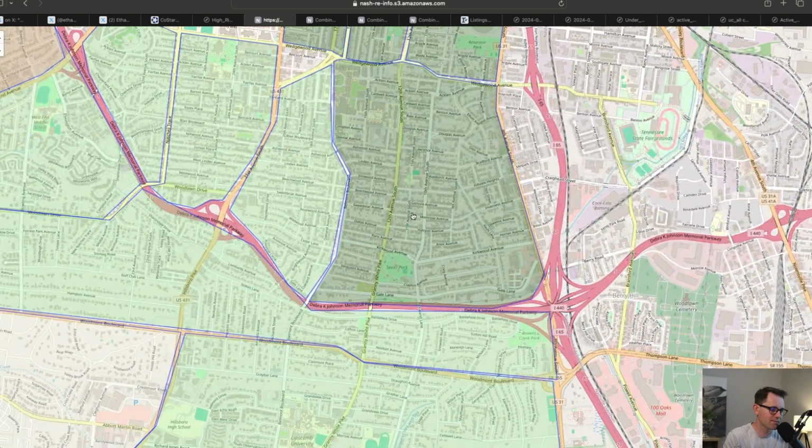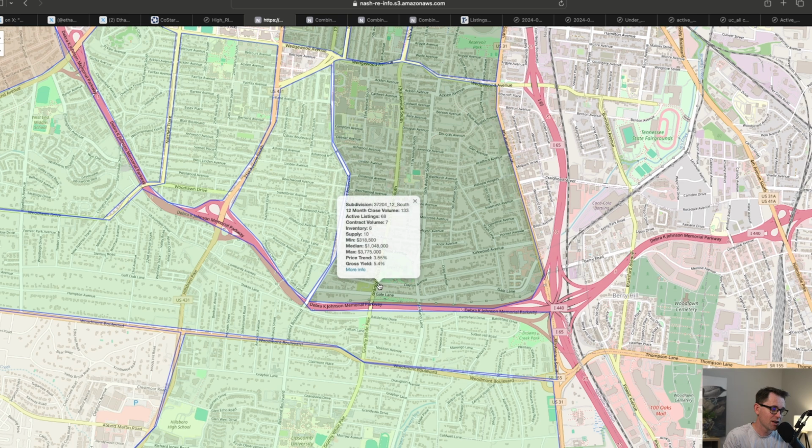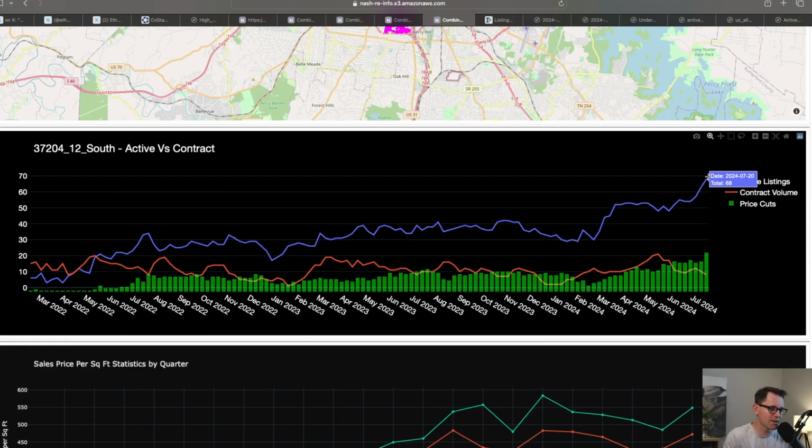12 South, which is a pretty awesome neighborhood. It's very popular. Walk in 12 South, Jenny's Ice Cream. But look at this, 68 listings. We have the most price cuts we've seen, even more than what we saw in 2022. Remember, 2022 is when all the prices dropped. This neighborhood is in much worse shape than it was in 2022 right now.